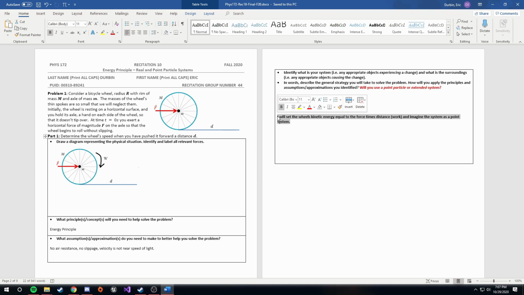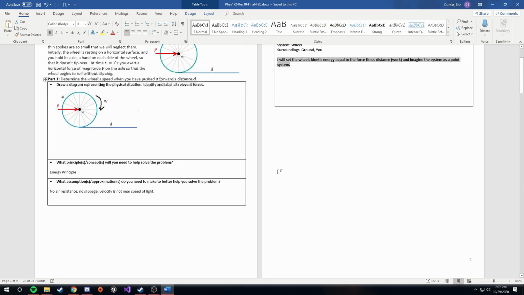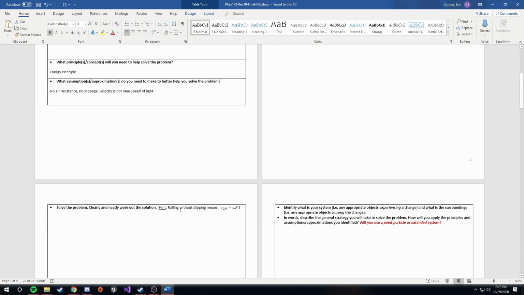Anyway, so we could do a point particle system. I mean, that's the easiest way to go. I was about to do point particle, but it says hint: rolling without slipping means velocity equals radius times the angular speed. Yeah, I used that in the second part of the problem.